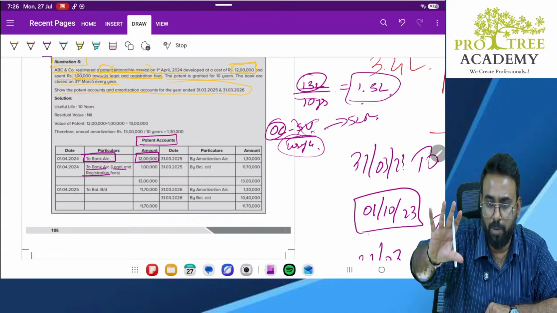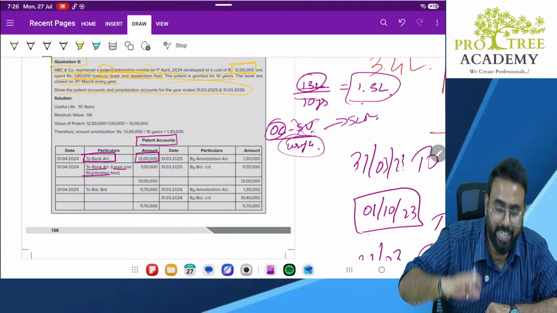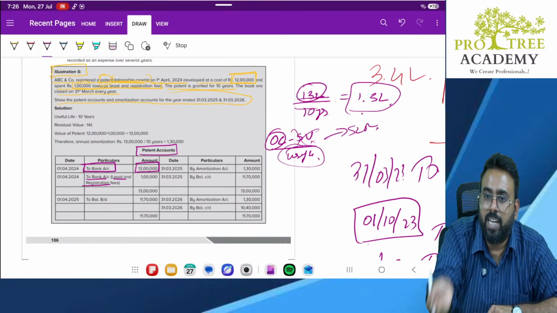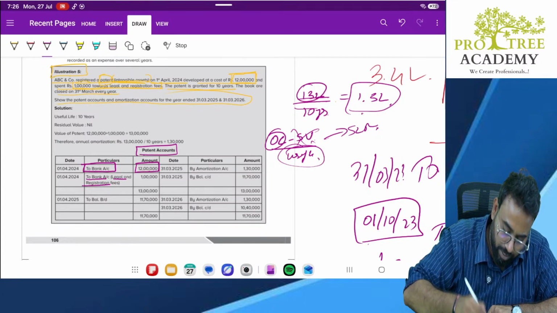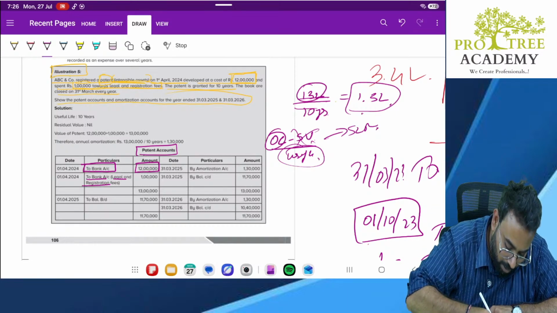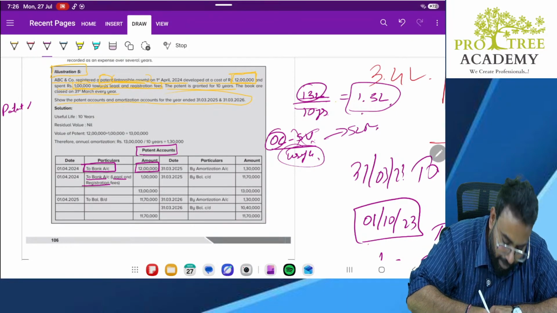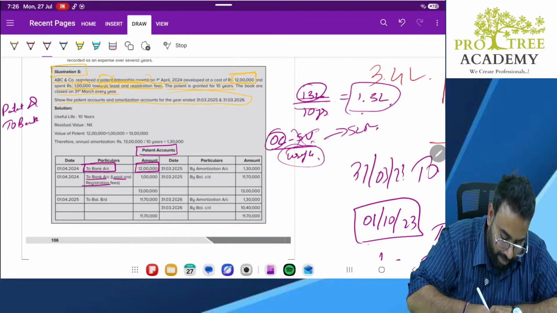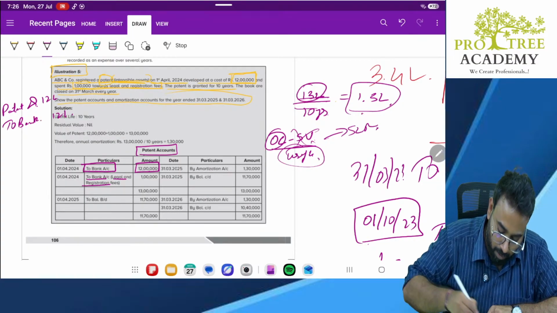Sir, here also the formula of journal entry remains the same. Intangible asset. The name itself says it is an asset. Patent is an asset. So when an asset goes up, it will be debited. Which asset is going up? Patent is going up. So patent account debit. Which is coming down? Bank account. Why? You are spending money from the bank. Correct or no? So, to bank.